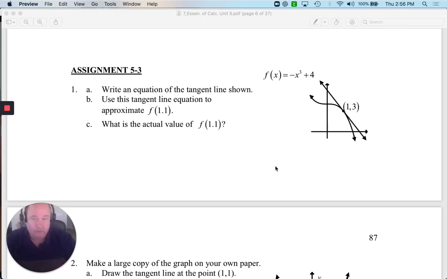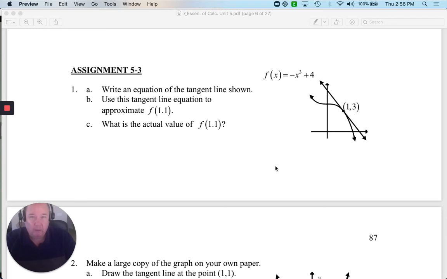This is assignment 5.3. Let's go. So number 1, it says write an equation of the tangent line shown. The function, the curvy part, is f of x equals negative x cubed plus 4. They give you a point.